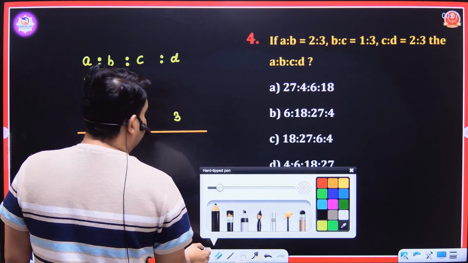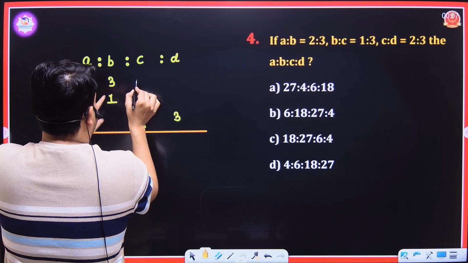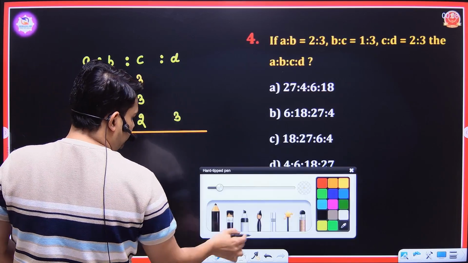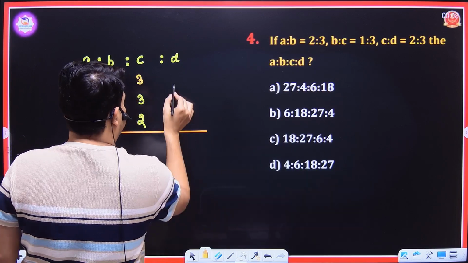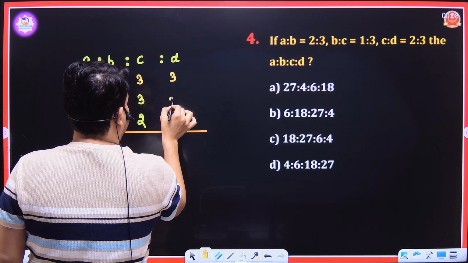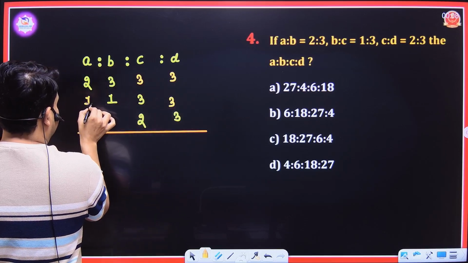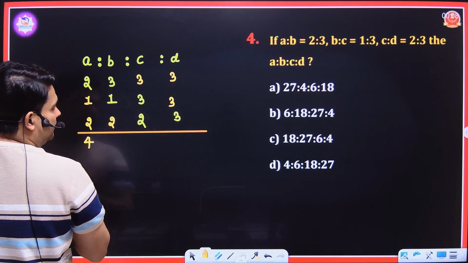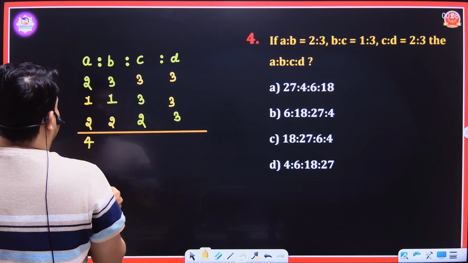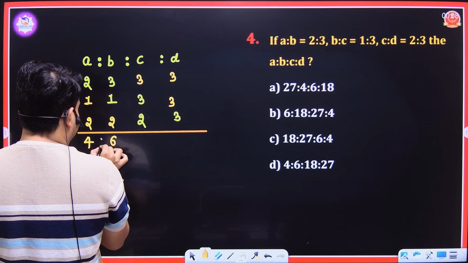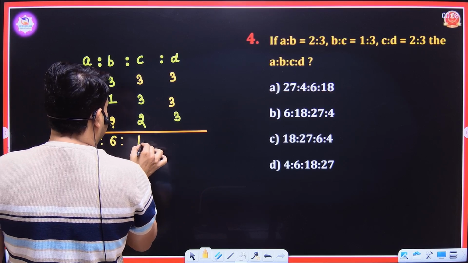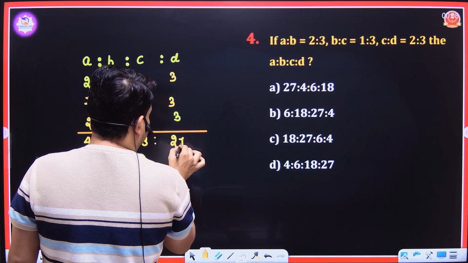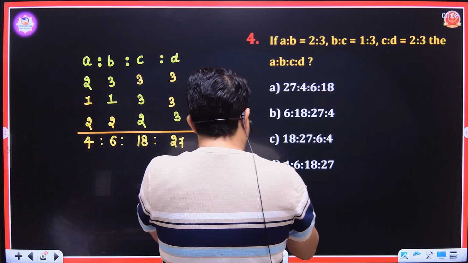First of all, we will fill the blank spaces. On the left we have 3, so we have 2 3 here. Again on the left we have 3. On the left we have 1. On the right we have 2. We will multiply them. 4 is here, 3 times 2 is 6 here, 3 times 3 is 9, times 2 is 18 is here, and 3 times 3 is 9, times 3 is 27 is here. So option D is my correct answer.